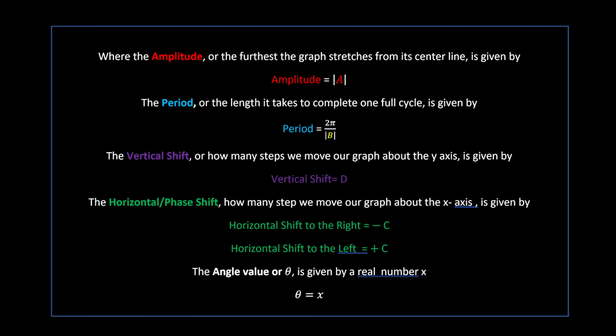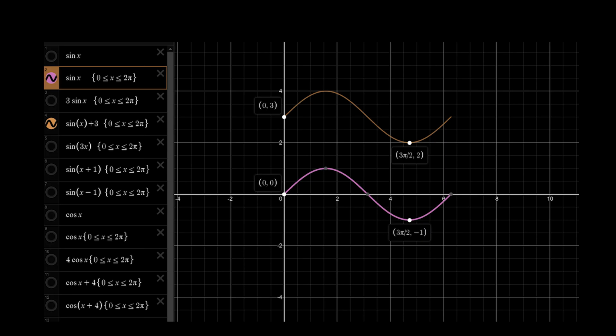D represents the vertical shift, which is how many units up or down our graph is translated. For example, if d was equal to 3, then our entire graph shifts up by 3 units. Notice how the normal starting point is at 0, 0. Now the new starting point is at 0, 3.